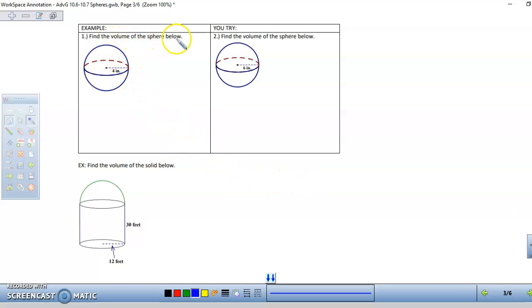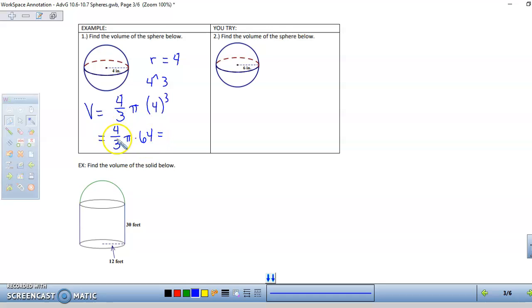Find the volume of the sphere below. Obviously we have r equal to 4. So the volume is 4/3 pi, and then 4 to the third. You can do that in the calculator. You can do 4 times 4 times 4, or you can use the caret button. On your calculator, there's this little caret, so 4 caret 3 does 4 to the third for you. But 4 to the third is going to be 64.